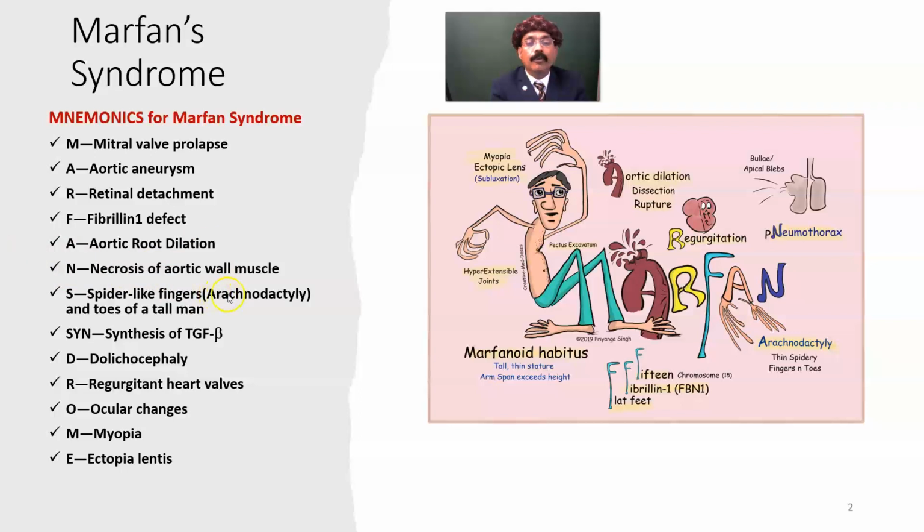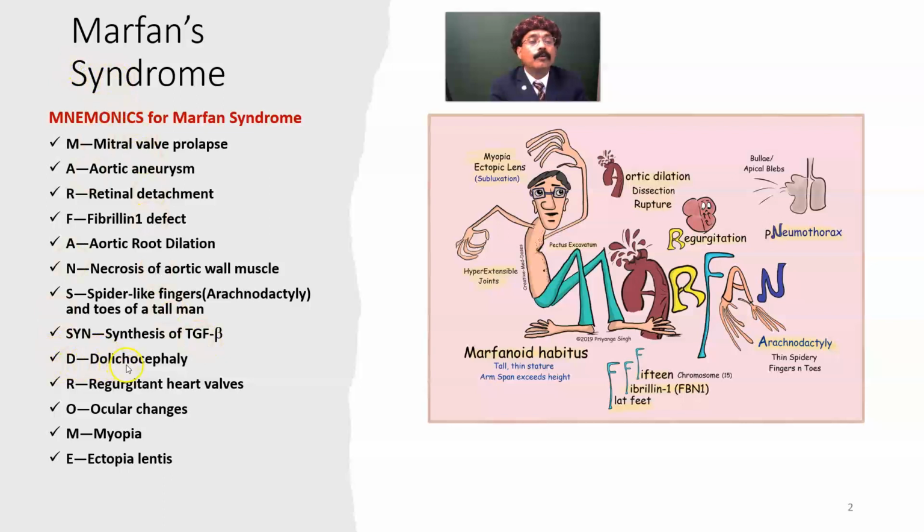S, spider-like fingers, we call it arachnodactyly, and toes of a tall man. This person is very tall and he has spider-like fingers, like this. His toes are also like that. We call this arachnodactyly. Then Syn, synthesis of TGF beta, transforming growth factor beta.